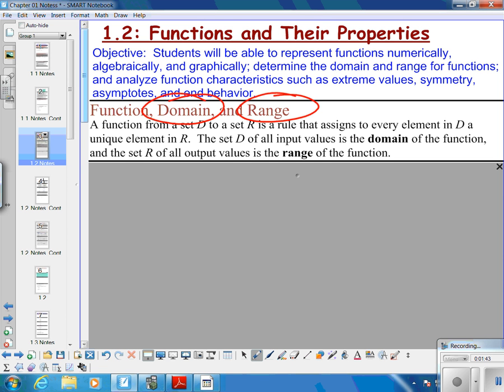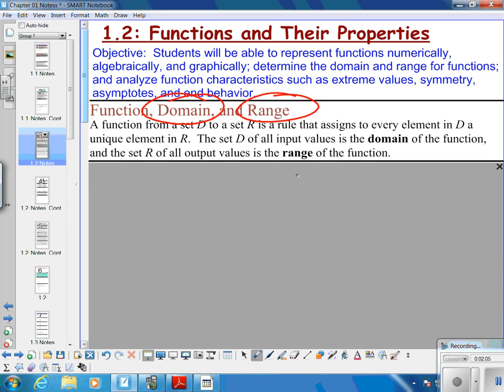Whenever you describe the domain and range to me, you're going to use interval notation, unless it's all real numbers. If you can plug in any number for x, just tell me all real numbers. If you get any answer back, or all answers are possible for y, then the range would be all real numbers.